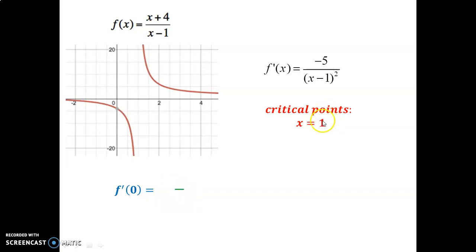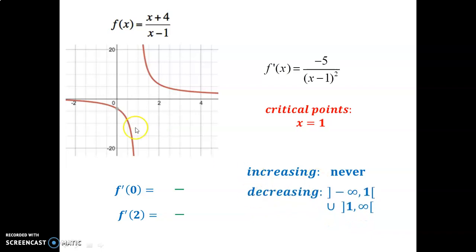Okay, now we're going to go to the right of that. I'm going to take a value to the right of x equals 1, which is x equals 2. Put that in the derivative. What do you get? Also a negative. That tells us the slope to the left and to the right of that point is negative in both cases. And that makes sense. It's never increasing. It's always decreasing.